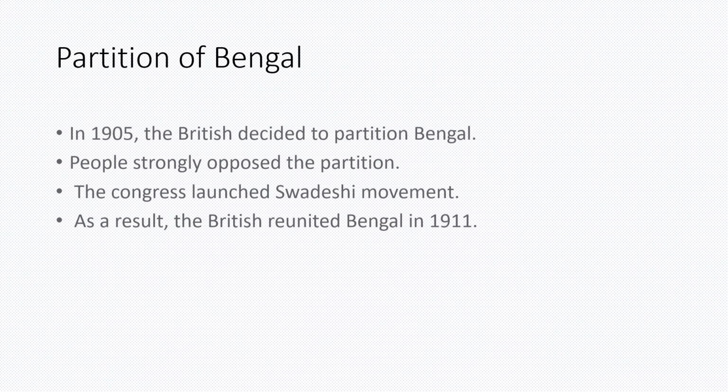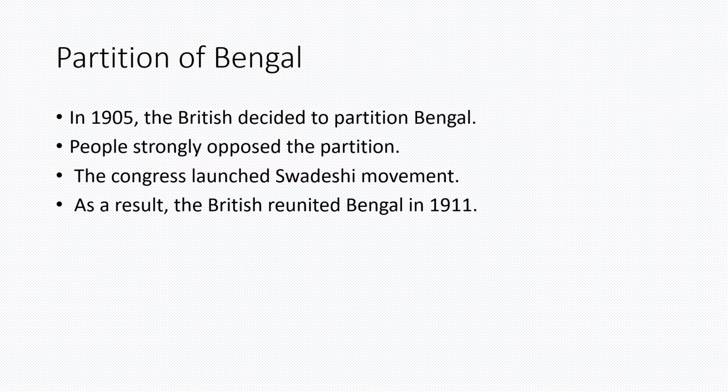Partition of Bengal. On 19th July 1905, the British decided to partition Bengal. If Bengal was like this, they wanted to partition it like this. Why? The British wanted to have a part in which the population was largely Hindu, and another part with a Muslim majority. As we saw in the last part, they used the divide and rule policy. So here also it is the same thing.